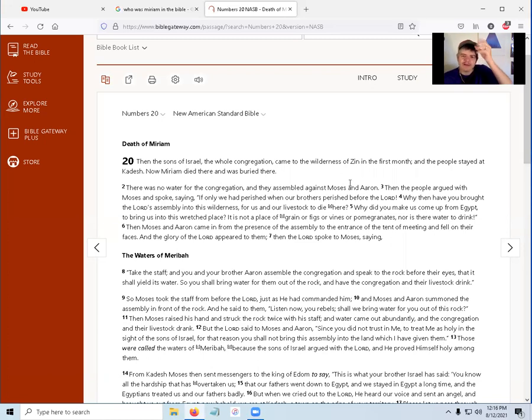I don't want to compare the New Testament church to the Old Testament congregation or Assembly of Israel, because it's not exactly the same. If I compare, you might think it's the same. So instead, I compare it to a sports team. They assembled against Moses and Aaron because they're the leaders. Then the people argued. There's no water, Miriam dies, they assemble against them, and they argue with the leaders, saying, if only we had perished when our brothers perished before the Lord.